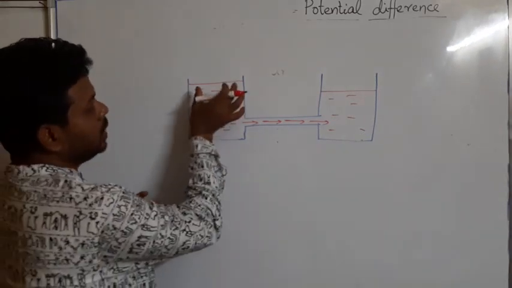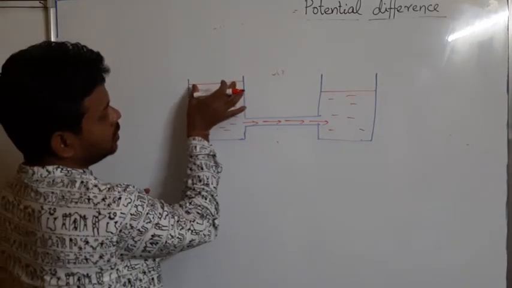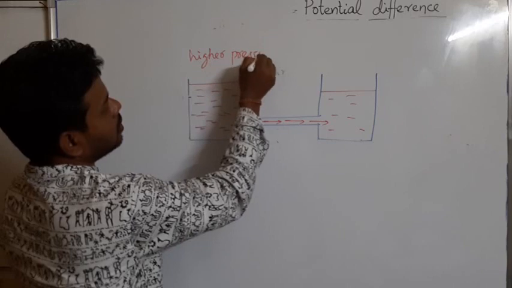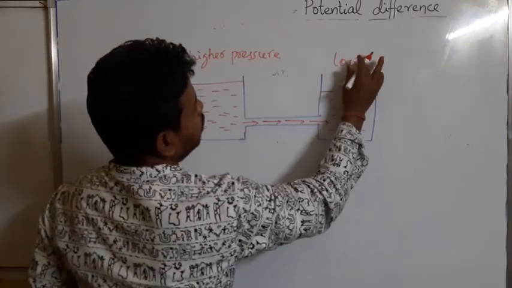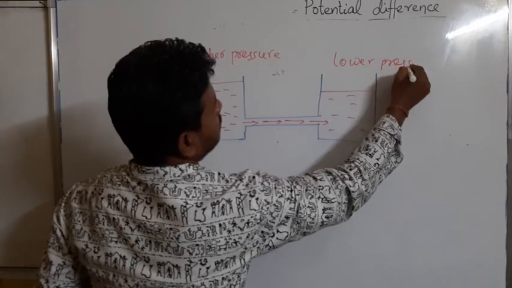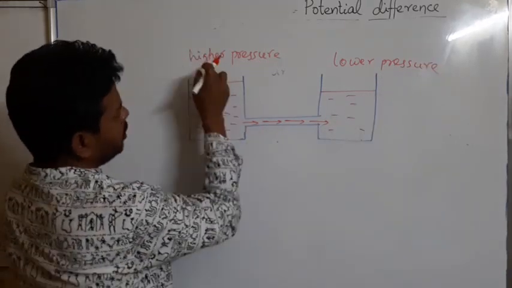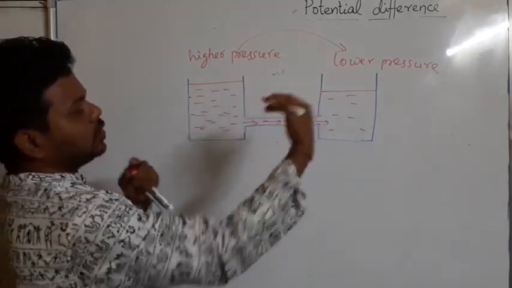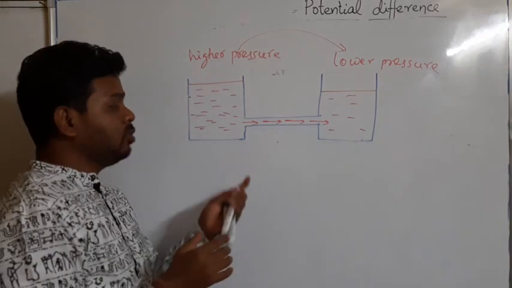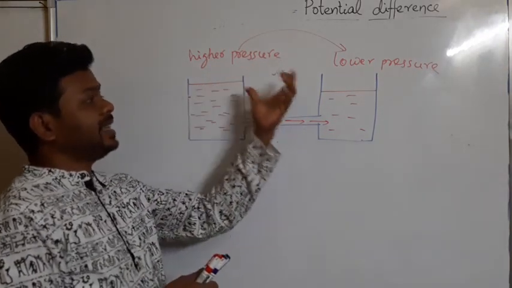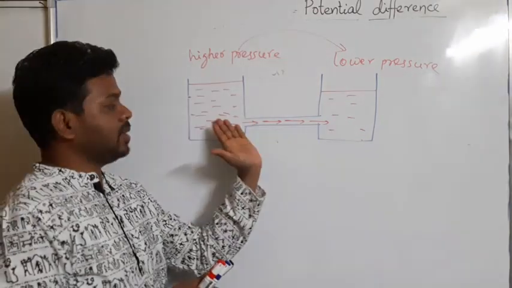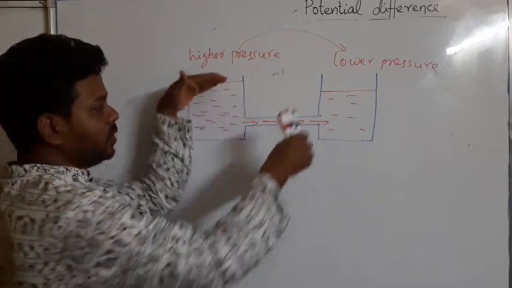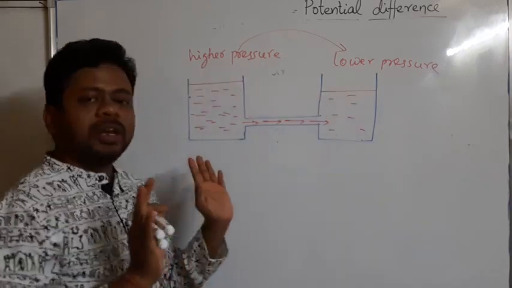Why? Because the water present in this tank has higher pressure and this has lower pressure, and water will move from higher pressure to lower pressure till the level or the pressure will be the same. So water will move only when there is a difference in pressure. From higher pressure to lower pressure, the water will move in the tube. If both have the same pressure, then water will not move.